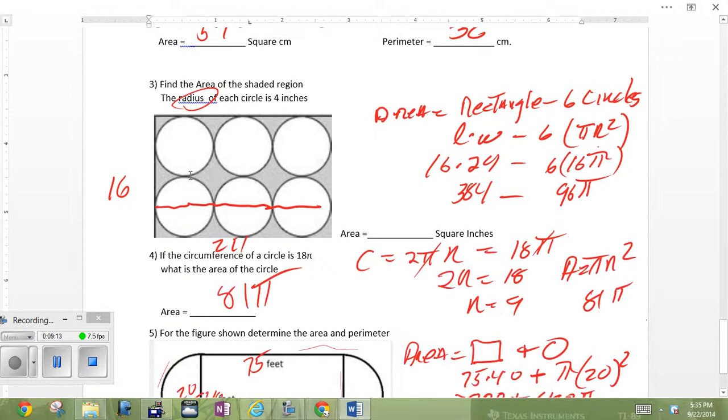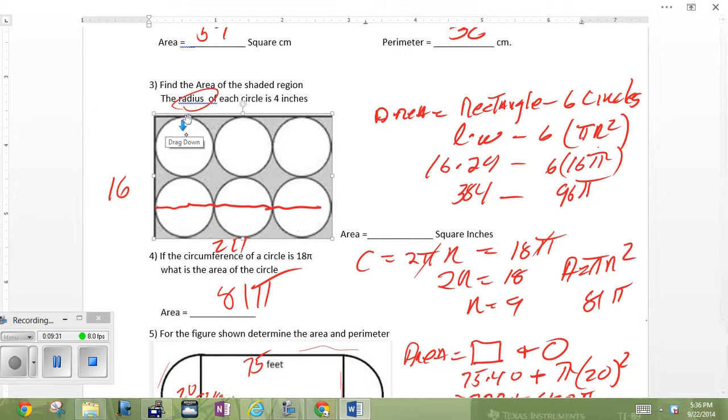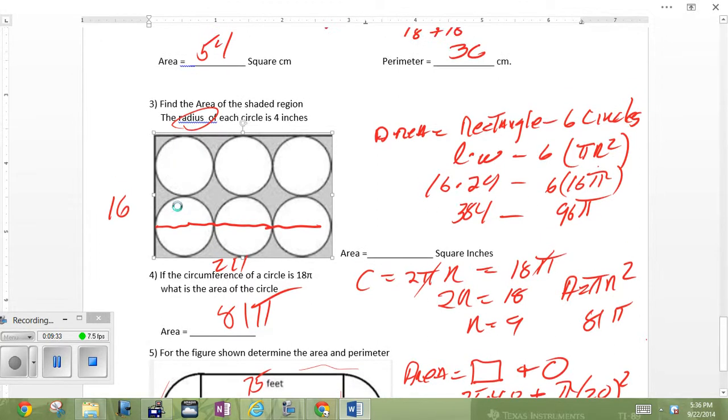What's the area of the shaded region? It's the rectangle minus the 6 circles. Each circle has a radius of 4 inches. So look, here you've got 4, 8. So the diameter is 8. That means this width here is 2 times 8, or 16. Likewise, here you've got 3 diameters: 8, 16, 24 is that length there.